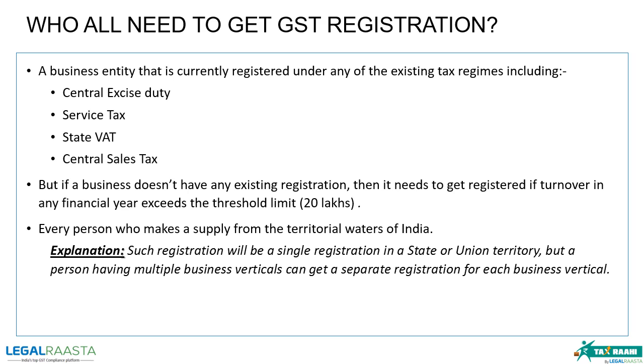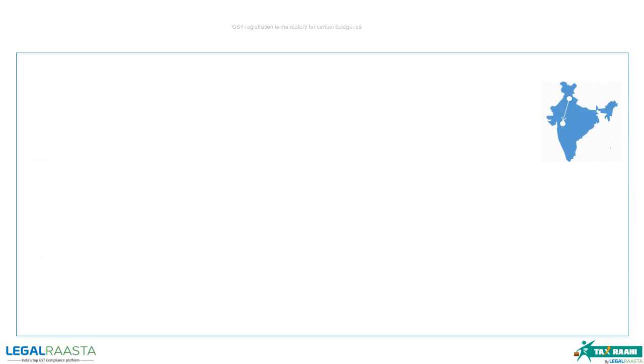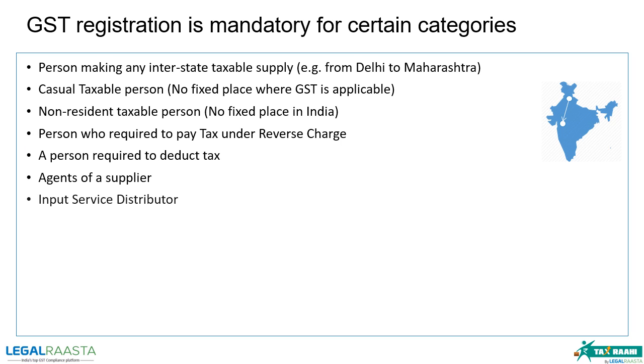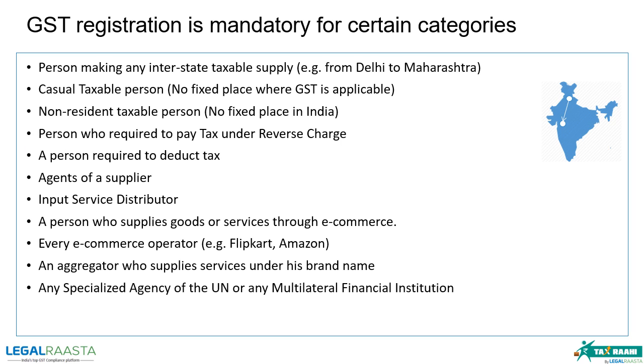But if a person is not registered under any existing law, then that person is liable to register only if the aggregate turnover in any financial year exceeds the threshold limit. There are certain categories where GST registration is mandatory, like casual taxable person. These are the persons who engage in the business of buying and selling but don't have any fixed place of business, or a non-resident person, or an e-commerce operator, etc.